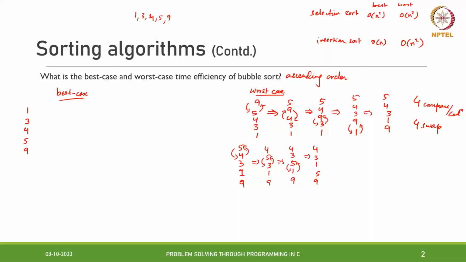Okay, so how many comparisons did I do? I did 3 comparisons or 3 conditionals and 3 swappings here. Now next, I know that the last 2 elements are sorted, so I have to look into the first 3 elements.